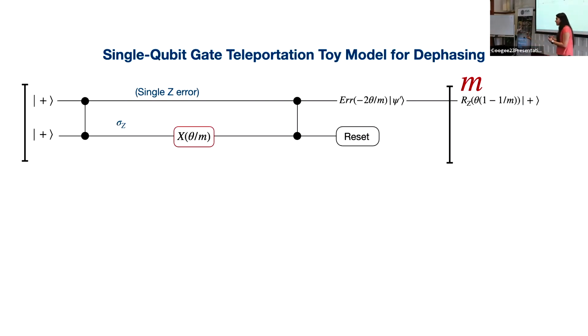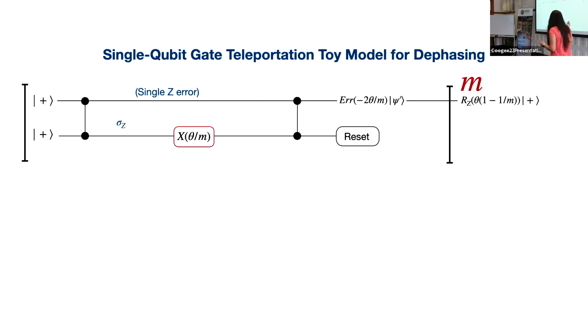But the downside is that I've increased the number of times this error could happen. This error could happen m times, right? So that's the downside, but there's an upside that you're sort of closer to your desired state, because the error is just minus 2 theta over m for every first order error. So like if you had just a single Z error in your circuit.